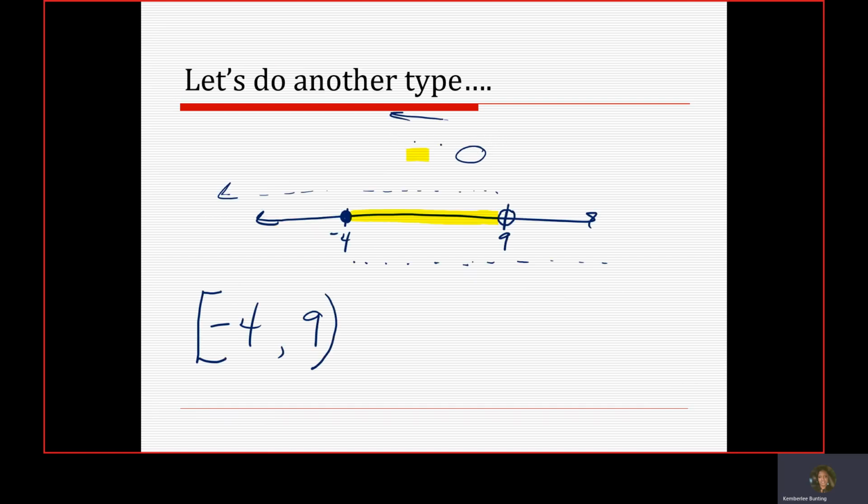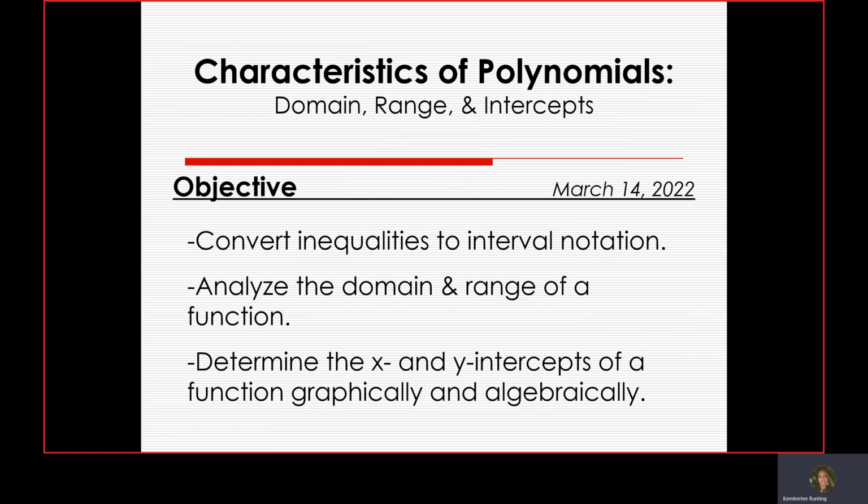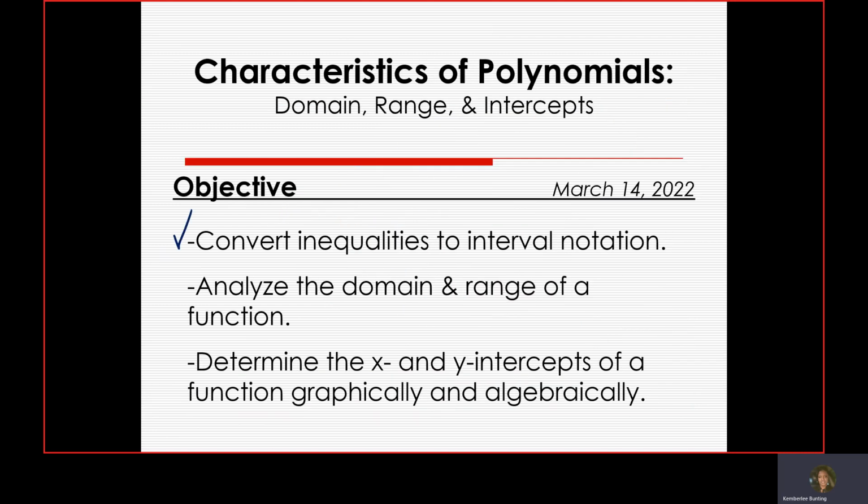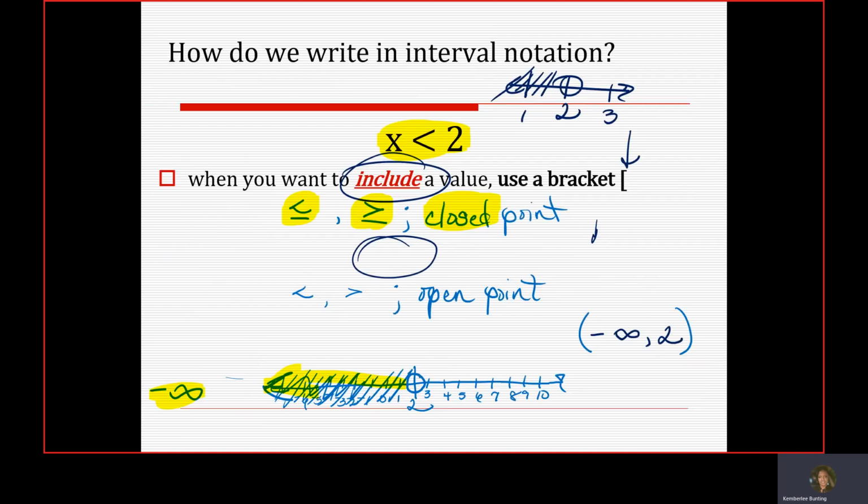All right. Let's talk about domain, y'all. Draw a line, we're switching gears. Let me highlight the fact that we just fulfilled the first objective. So go and put a check beside your first objective. We just learned how to convert inequalities to interval notation. Now let's talk about the domain and range. The next objective is to analyze the domain and range of a function. Let's go.